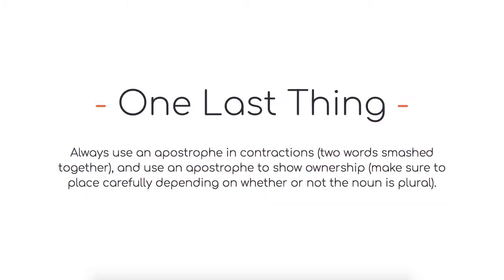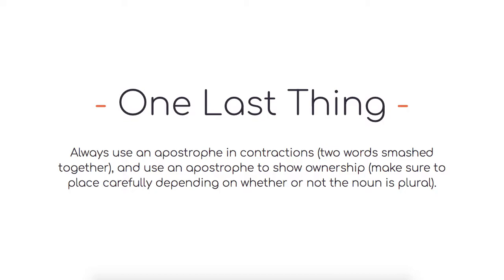Now, one last thing. Here's a quick review for you. Always use an apostrophe in contractions. That's when you smash two words together. And make sure to use an apostrophe to show ownership. But when you do that, make sure to place the apostrophe carefully, depending on whether or not the noun is plural.